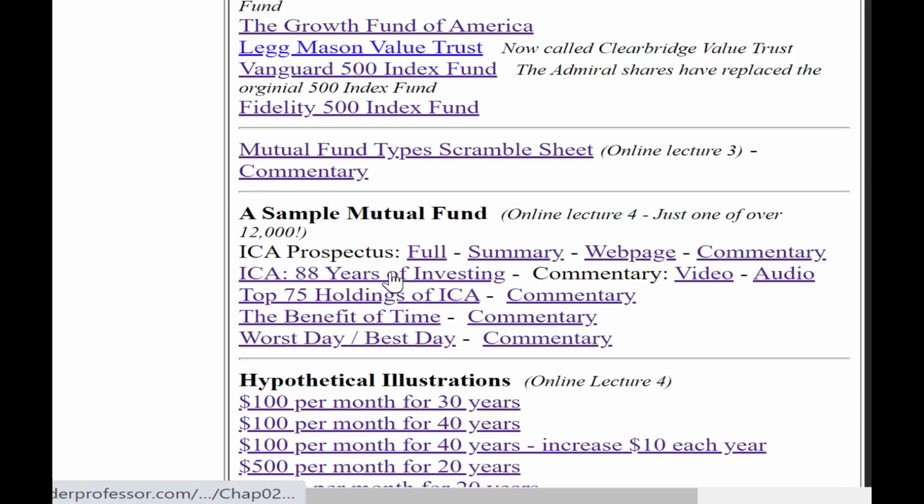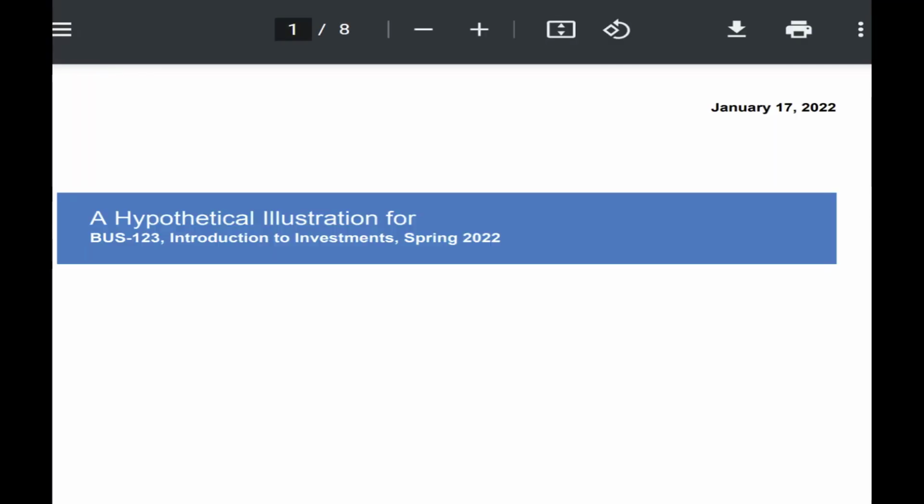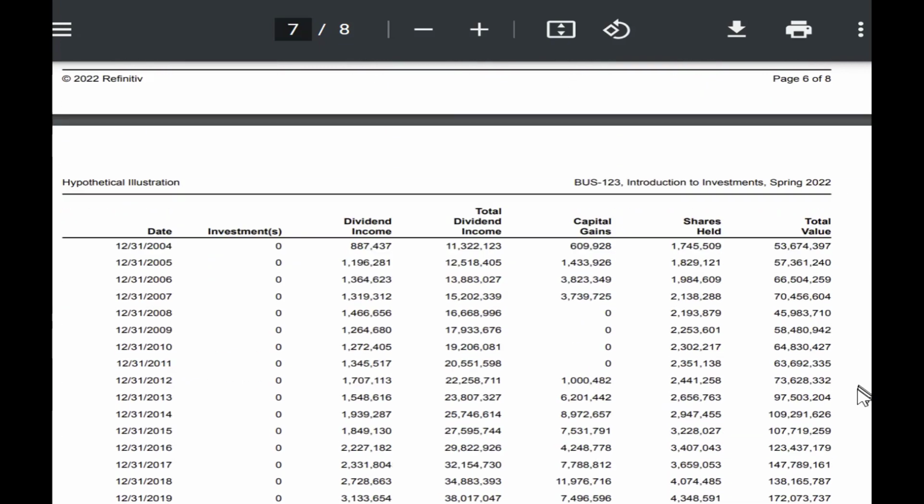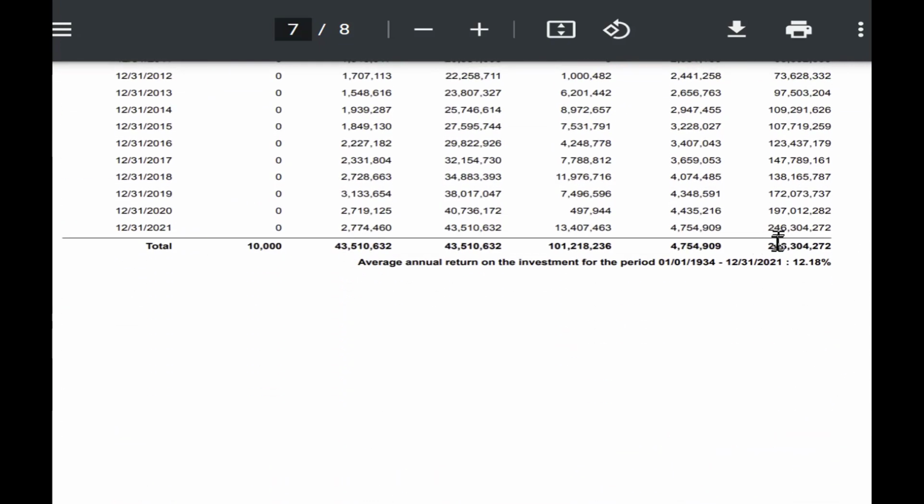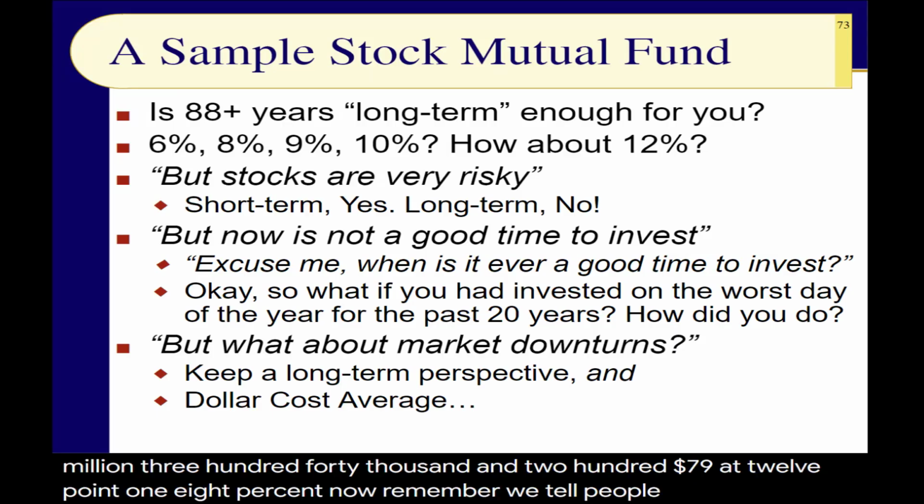Well, okay, all right. I won't keep you in suspense. Let's see if we can just find the number. It's way at the bottom. It turned 10,000 into $246,340,279 at 12.18%. Now remember, we tell people 8, 9, 10%.